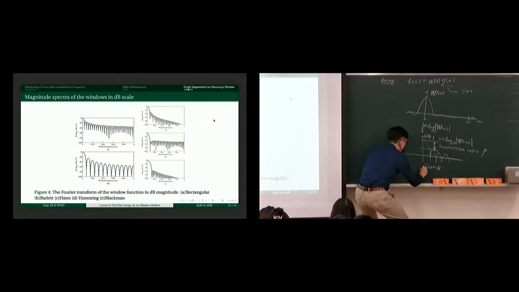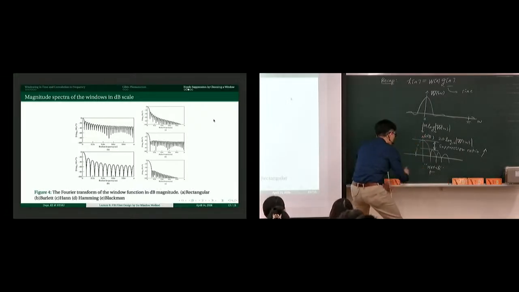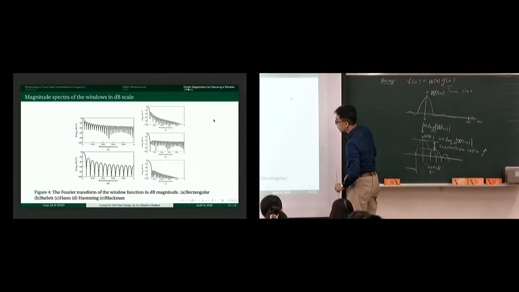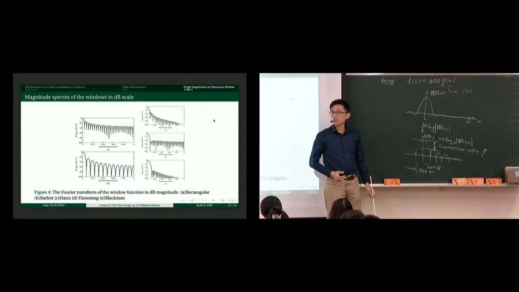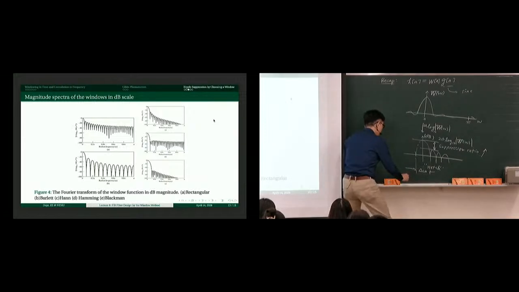Otherwise, we also want the width of this main lobe, which is actually two times this. Let's denote it for the time being as delta omega. Do we want it to be wide or narrow? We want this to be narrow. The narrower the better.